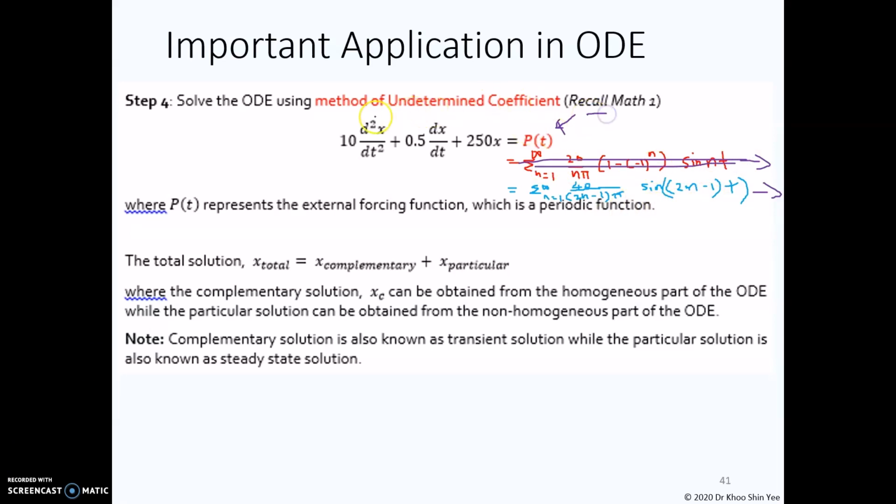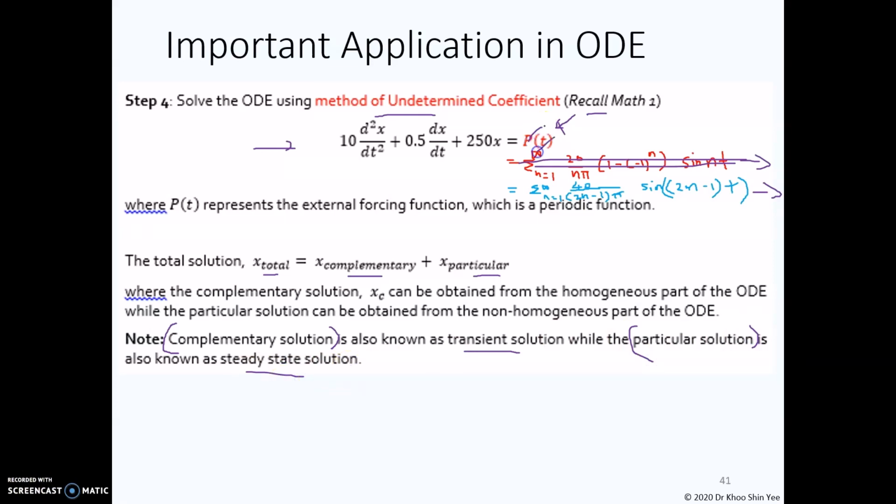Recall the method of undetermined coefficient that you learned previously to solve the non-homogeneous ODE. So you should expect your total response is equal to the complementary response plus particular response. So complementary solution is also equal to the transient solution. Particular solution is also equal to the steady state solution.